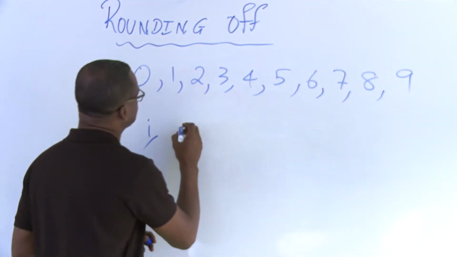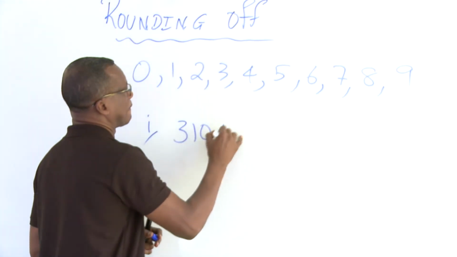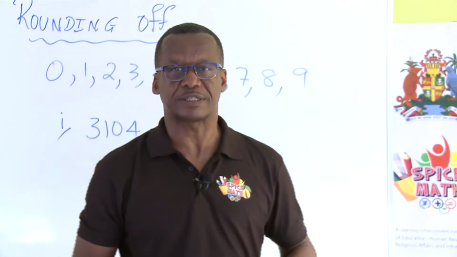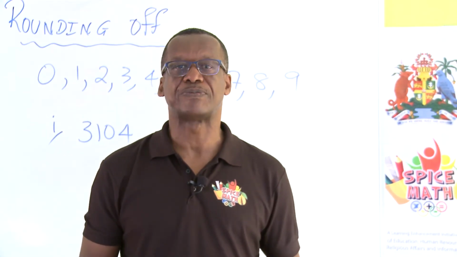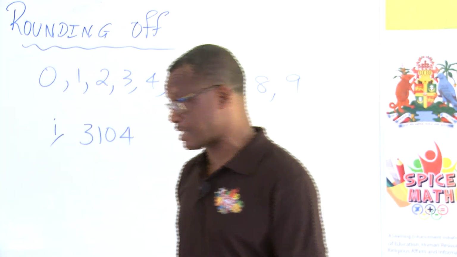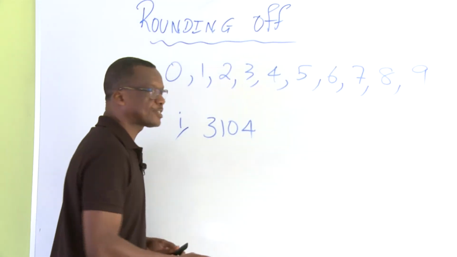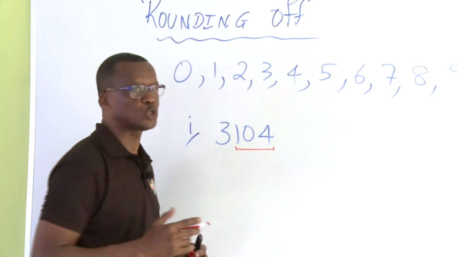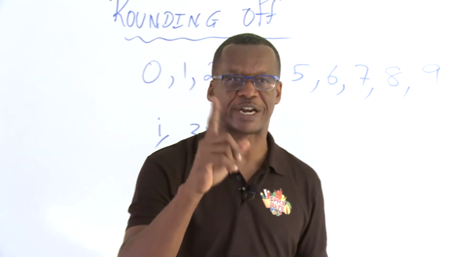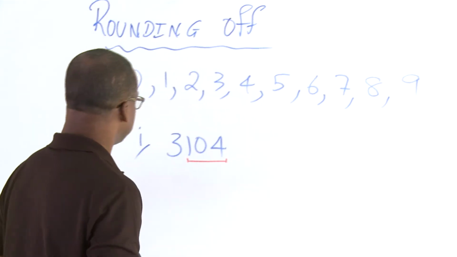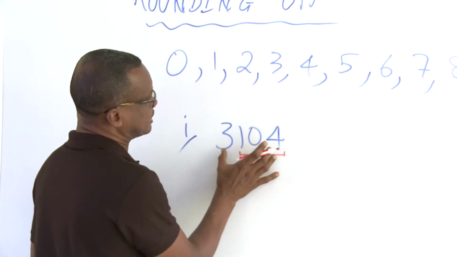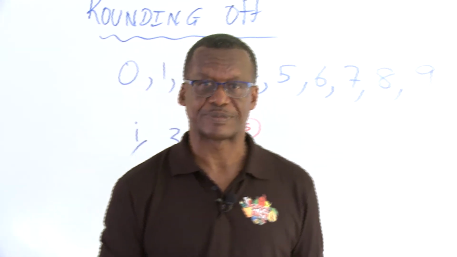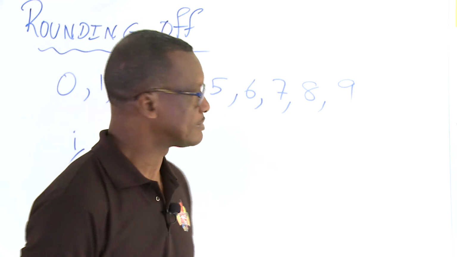So, for example, this number, 3,104, the 3 is significant, naturally, so is the 1 and the 4. And the 0 is now significant here simply because it fits the exception to the rule. It is enclosed within 2 other significant digits, 1 and 4. So this number contains 5 significant digits. Next example.